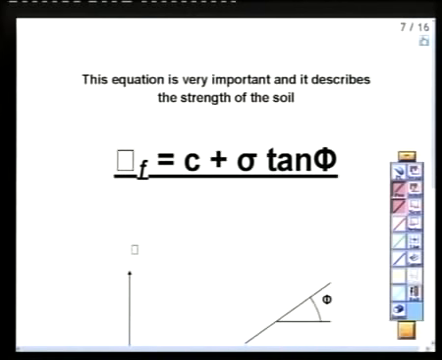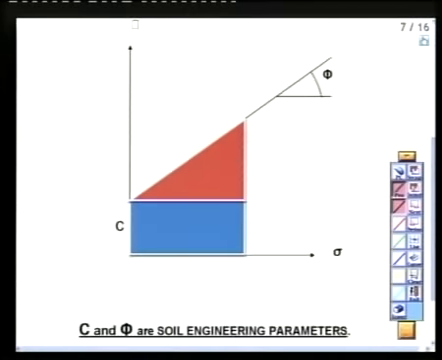This equation is very important, and it describes the strength of the soil, as we said that tau at failure equals C plus sigma tan phi. The most important equation. Tau equals C plus sigma tan phi. Now let us see how we can deal with this. How do we know that? This is tau, and this is sigma, right? And this is the failure envelope, right? So this angle is phi, and this value is C.